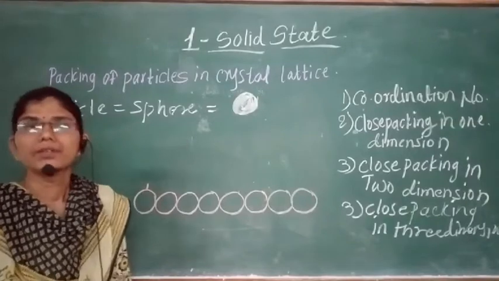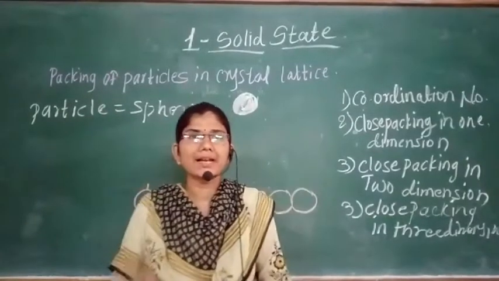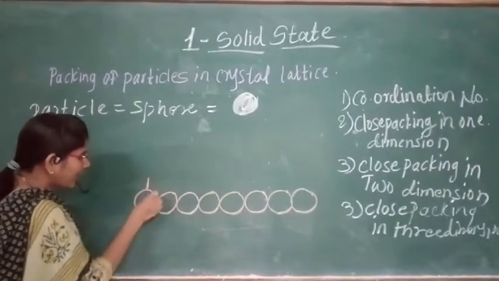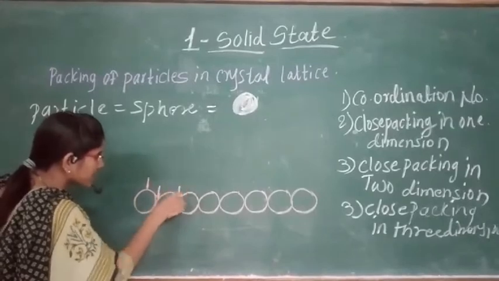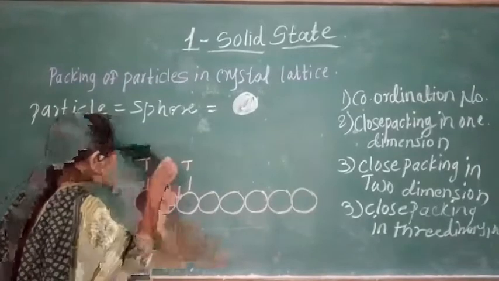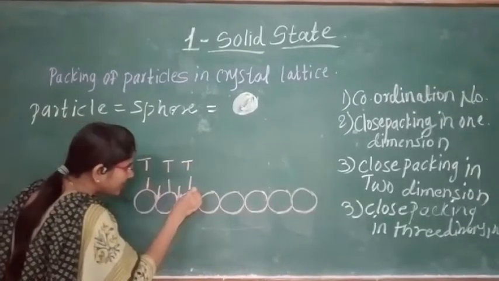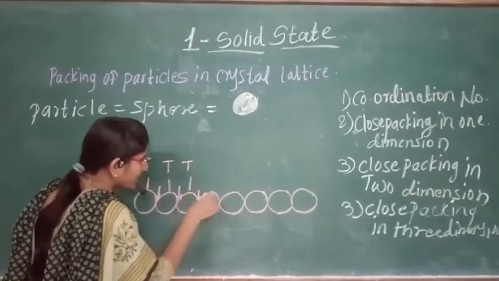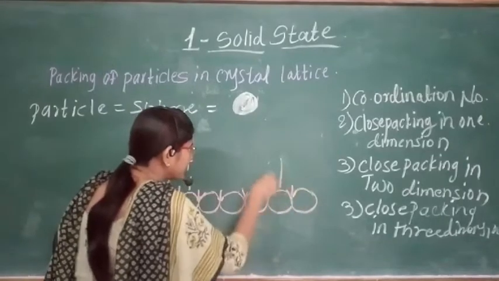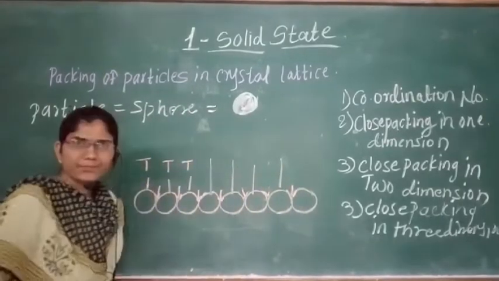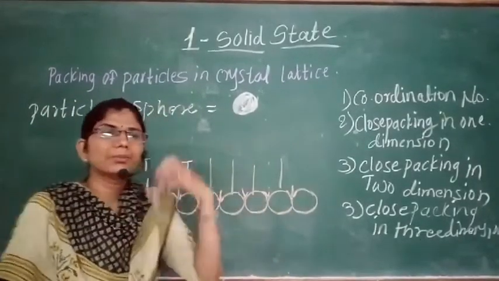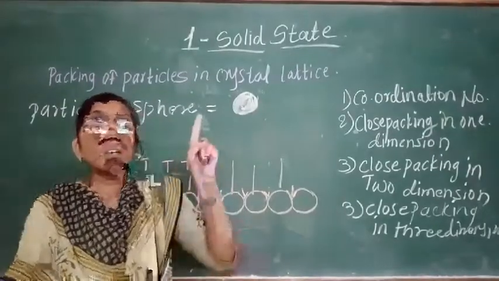In physics, we are well known about waves. Waves have crests and troughs. But here we have these troughs and these depressions. T means the trough, and D means the depressions are present. So these are the depressions, and these are the troughs. When the spheres are attached in a row, they have troughs and depressions alternately.